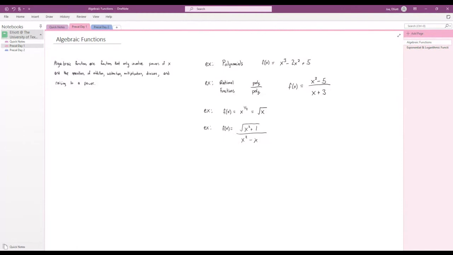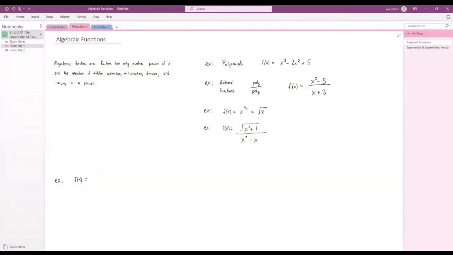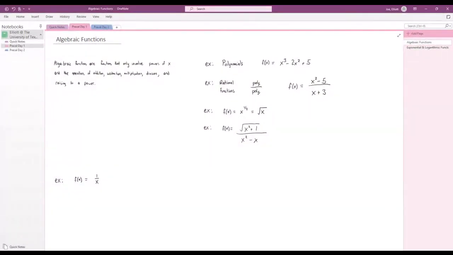And I'm going to spend the first part of today looking at examples of algebraic functions, and I'll be highlighting some of the characteristics of each of those examples. All right. And I want to start with a simple function. So I want to start by looking at this function f of x equals 1 over x.